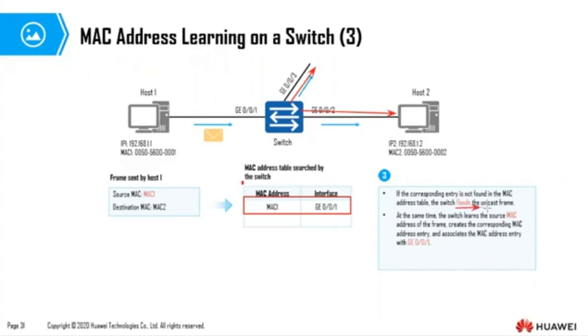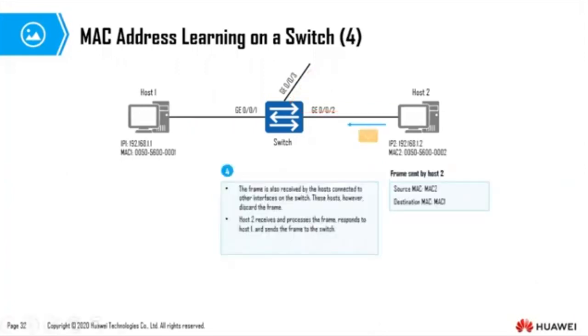You flood that unknown unicast frame, then you update your MAC address table. You make a MAC address entry with the MAC address of host 1 and the interface via which it has been connected, which is G001. So the frame is also received by the hosts connected to other interfaces on the switch. These hosts, however, will discard the frame. So we know that.